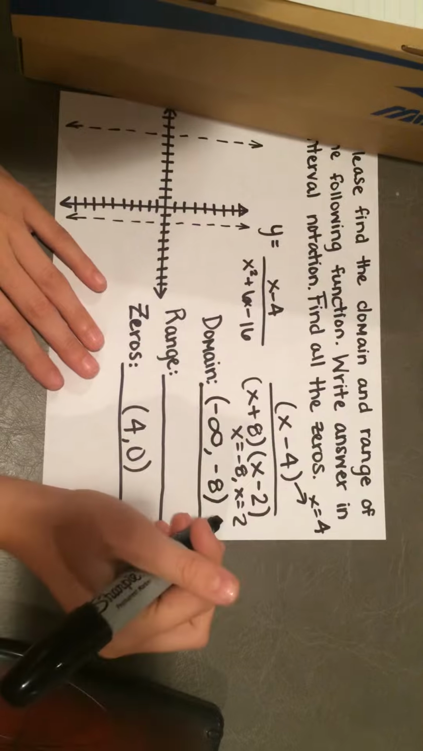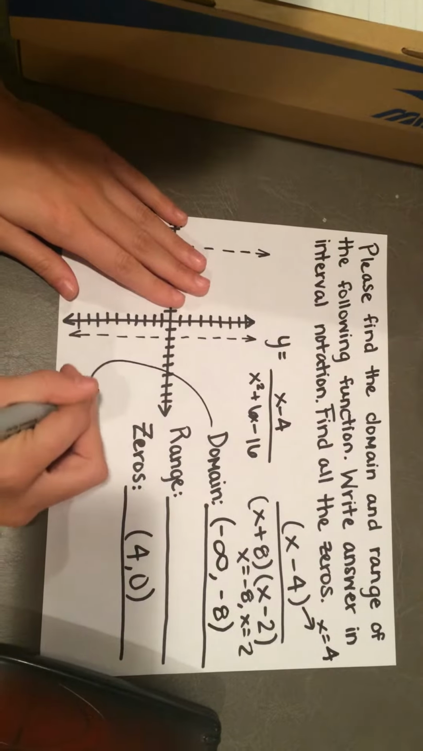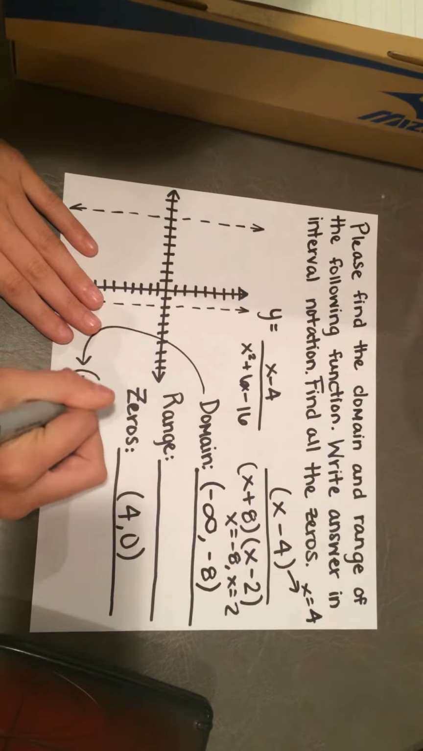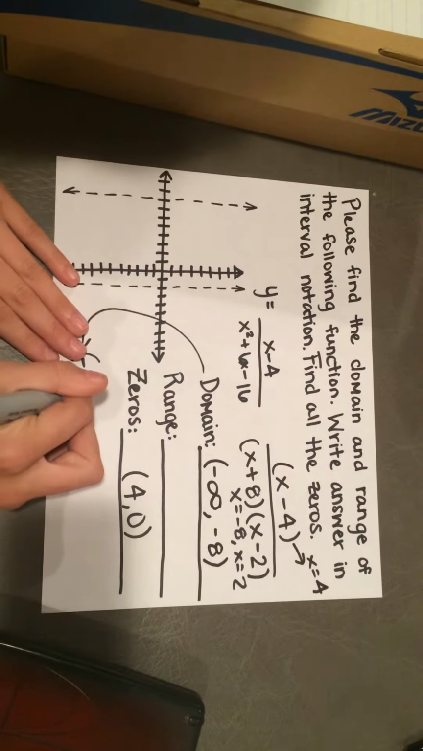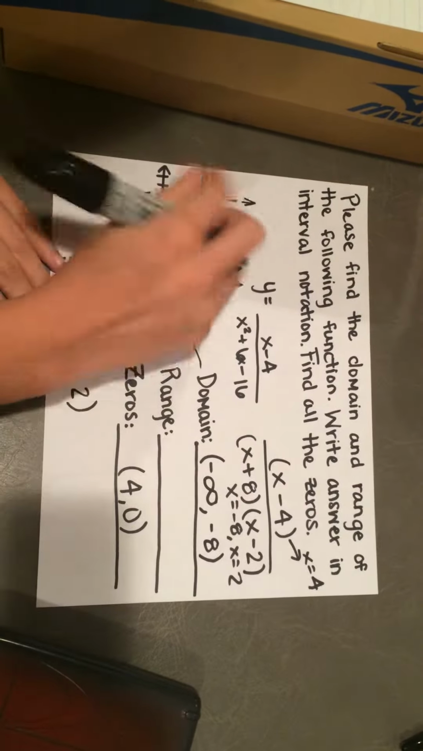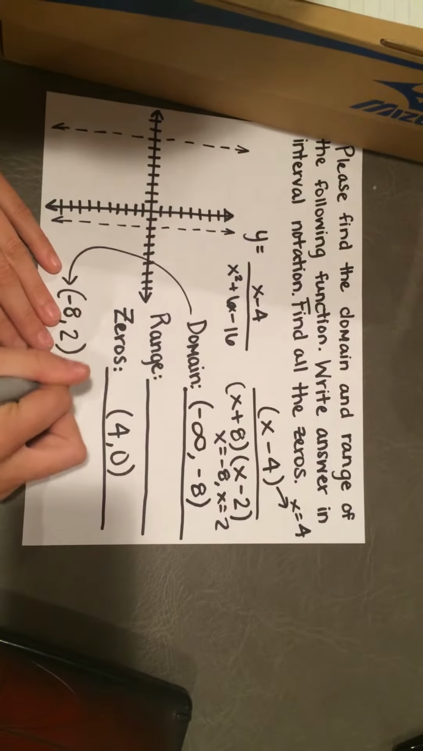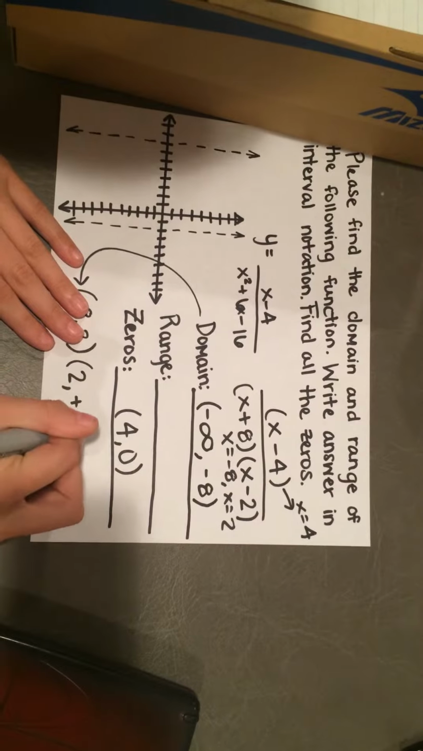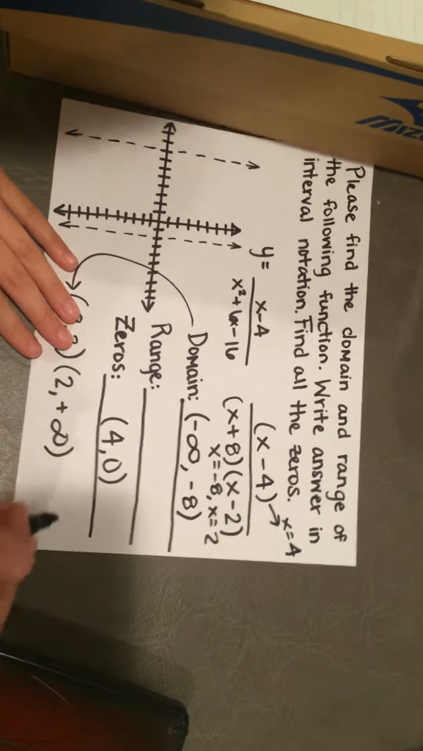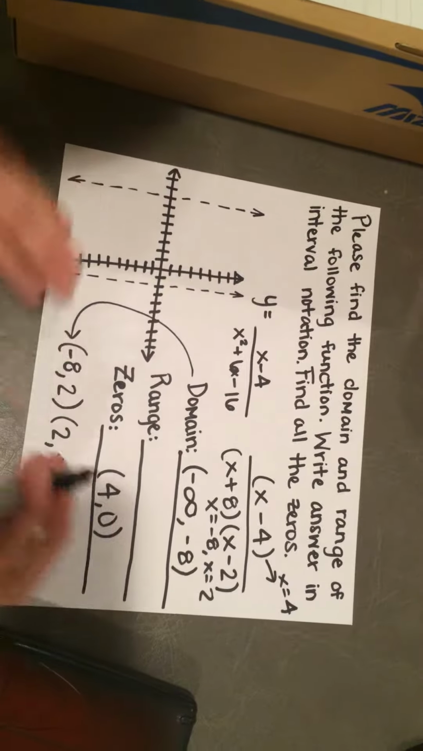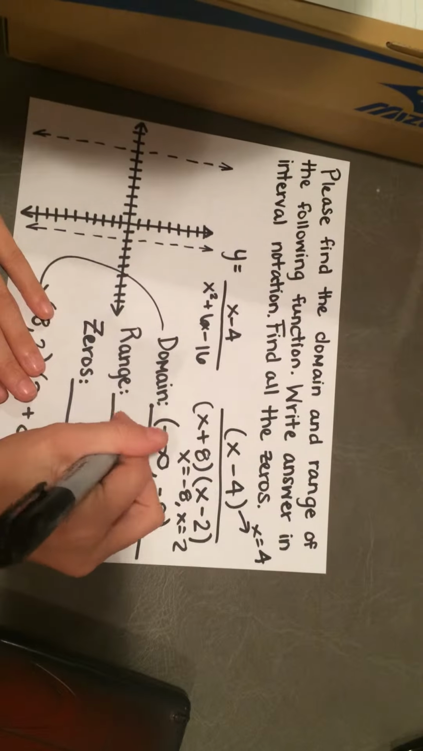And then the other part, here I'll draw an arrow because there's not enough room, but the other part of it is going to be -8 to 2, not including either of those because there's asymptotes. And then the other part is going to be 2, not including the 2, to positive infinity. And then that tells me that if there's no horizontal asymptote, that the range must be all real numbers.